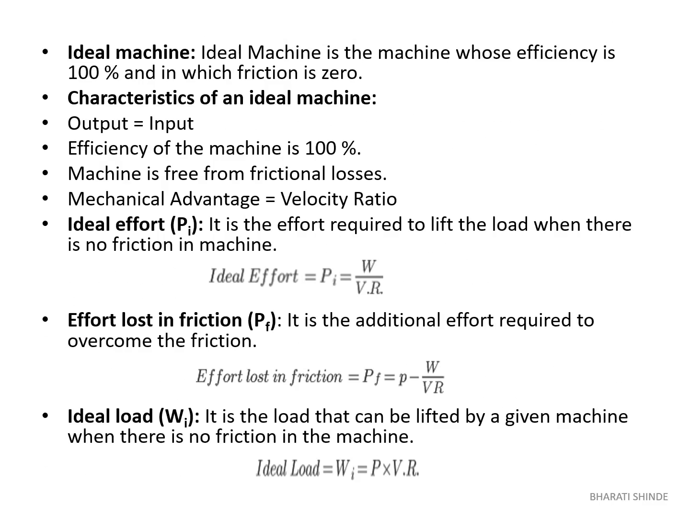Next point, ideal machine. The ideal machine is the type of machine whose efficiency is 100% and in which friction is zero. So the machine whose efficiency is 100%, we call it as ideal machine. And this machine is absolutely free from frictional loss or from friction.